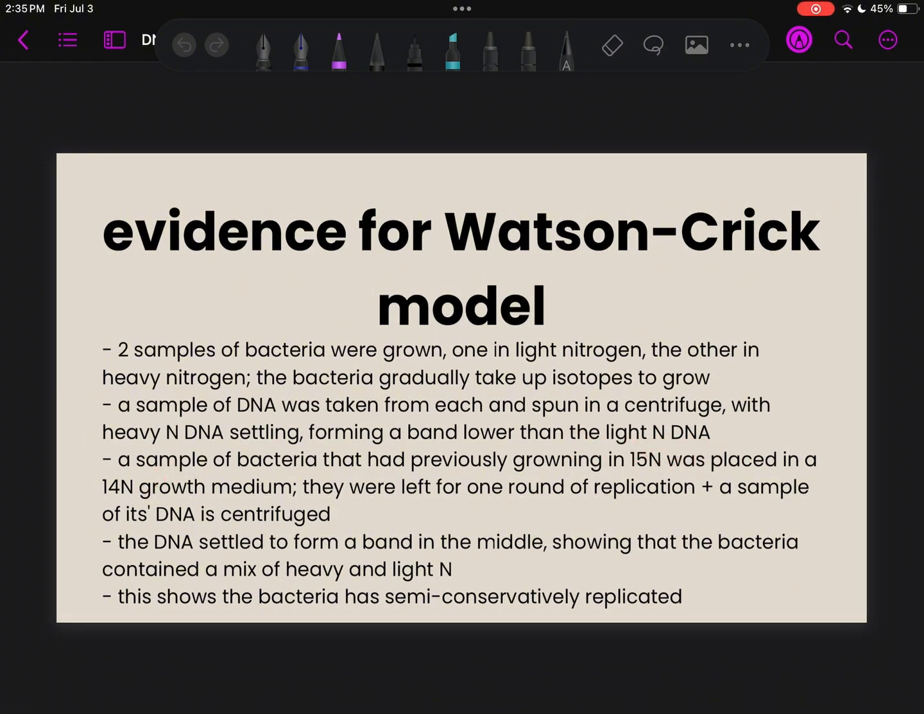A sample of bacteria that had previously been growing in the 15N isotope of nitrogen was placed in a 14N growth medium. They were left for one round of replication, and a sample of its DNA was centrifuged. The DNA settled to form a band in the middle, showing that the bacteria contained a mix of the heavy and light nitrogen. This shows that the bacteria had semi-conservatively replicated.